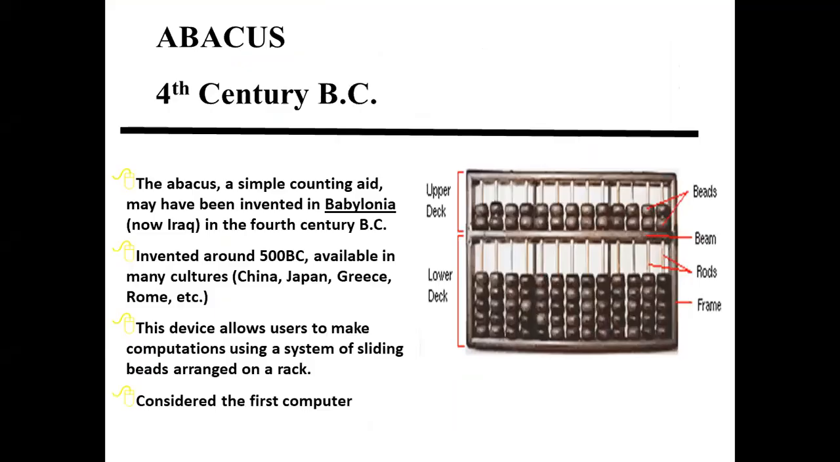Abacus, in these days, I think it is very important and popular in schools. The abacus is a simple counting aid, which may have been invented in Babylonia, now Iraq, in the 4th century BC. This type of computer looks like this. It has an upper deck, beads, beam, rods, frame, and lower deck.